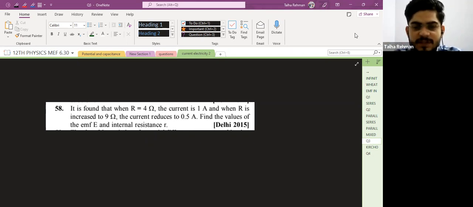EMF and internal resistance means here a cell is given. Here a cell is given, and first we are connecting a 4 ohm resistance with that cell, and 1 ampere current is flowing in the circuit.